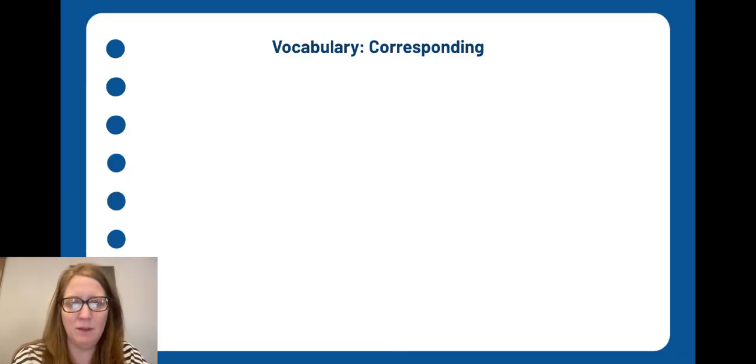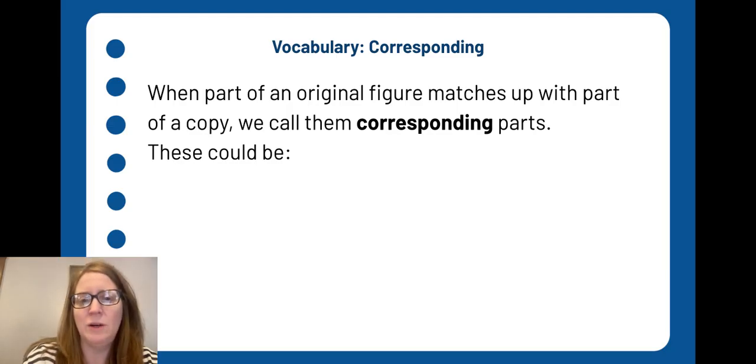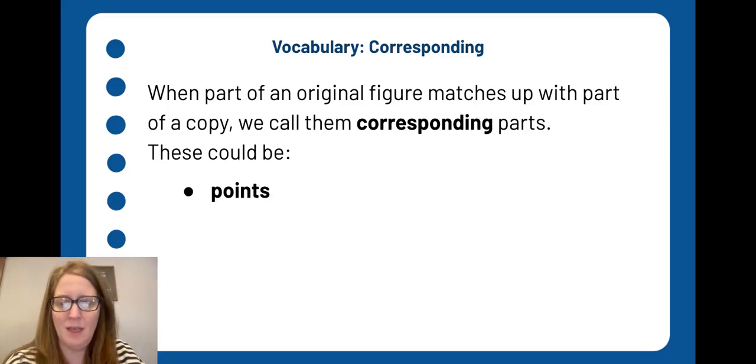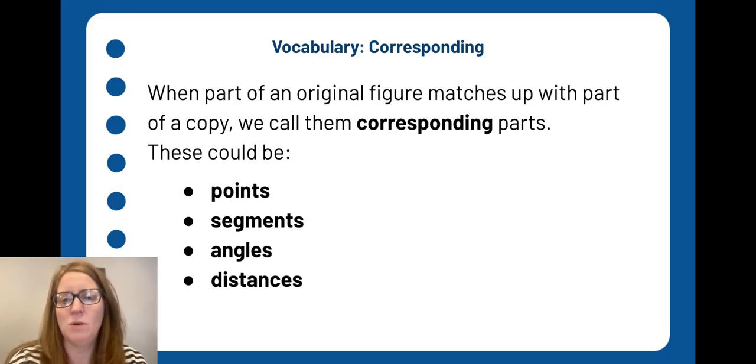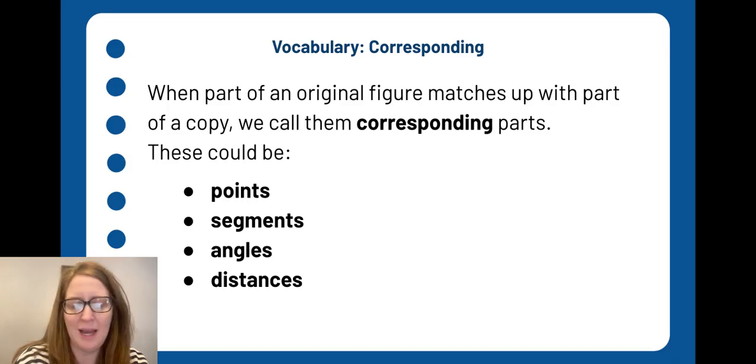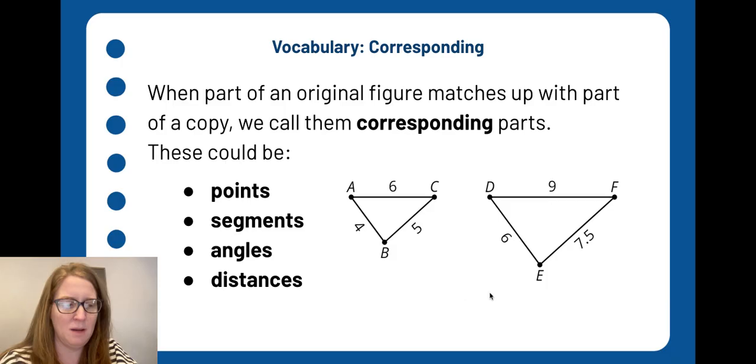All right, so we have some vocabulary words I want you to write in. The first part, when an original figure matches up with a part of a copy, we call them corresponding parts. So make sure you write in corresponding. These could be points. They could also be segments or angles or distances. So corresponding would be when it matches up. So you can have a corresponding point, a corresponding segment, a corresponding angle, or a corresponding distance. Now let's focus on corresponding parts.